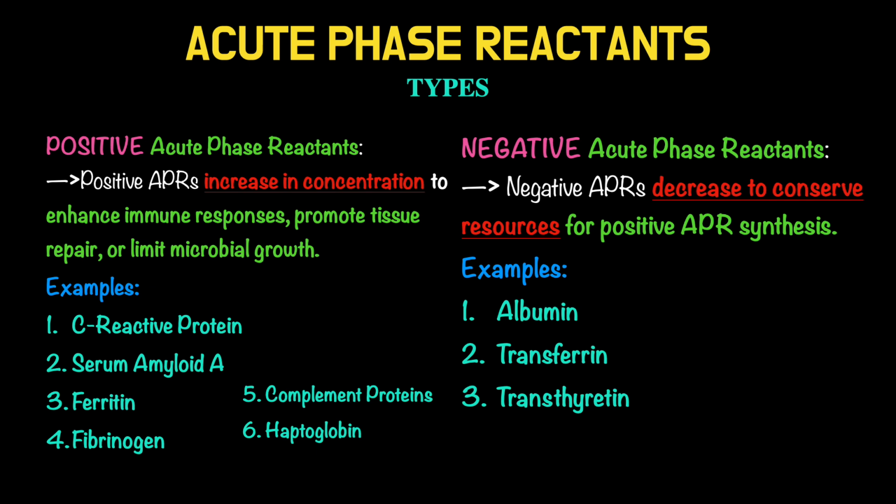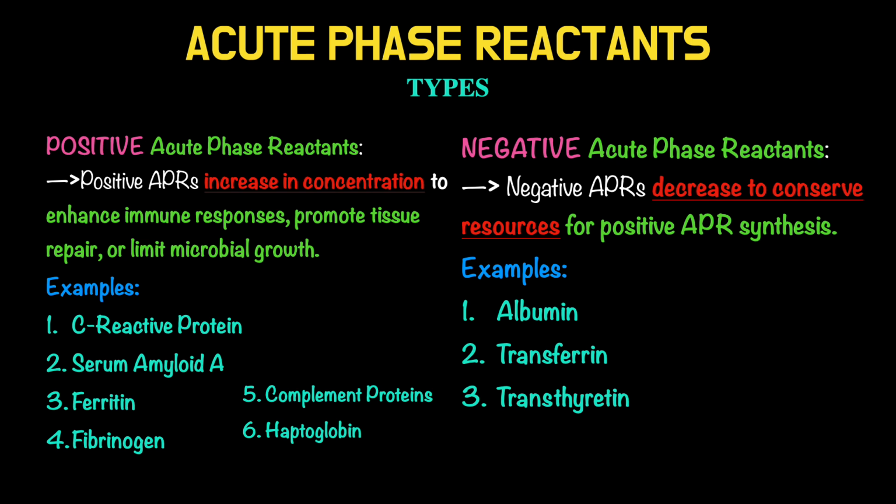And the negative acute phase reactants decrease to conserve resources. They also want the insult to go away from the body, right? But they decrease to conserve resources for positive APR synthesis. So they both are beneficial to the body, but they decrease to conserve the resources. These are albumin, transferrin, transthyretin. Why do they decrease to conserve the resources for the positive acute phase reactants? Because the positive acute phase reactants have a major role to enhance immune responses and promote tissue repair, right?